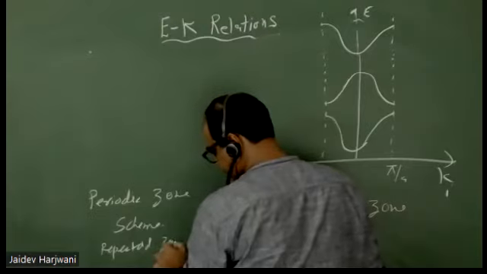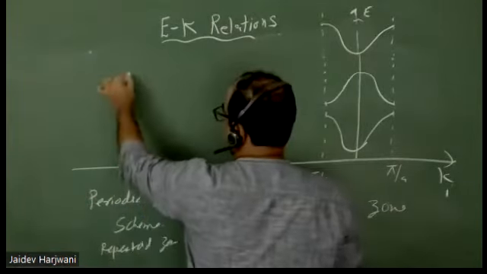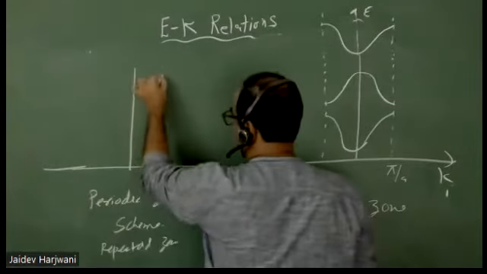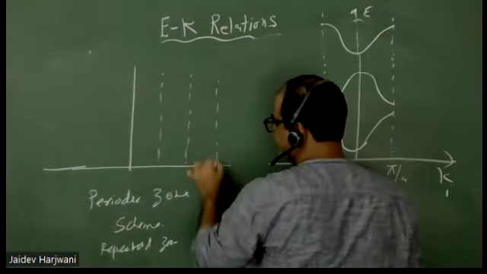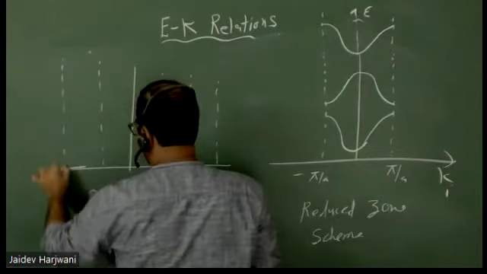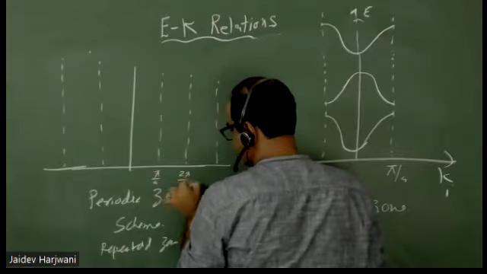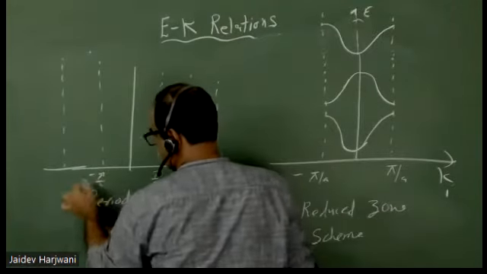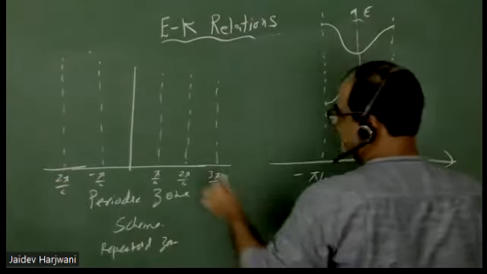So in the repeated zone scheme, what do we do? Whatever we have in our first Brillouin zone, that energy curve we just translate. Suppose we have this one. This is pi by a, this is 2 pi by a, this is 3 pi by a. This is minus pi by a, minus 2 pi by a. So now I have this curve here.